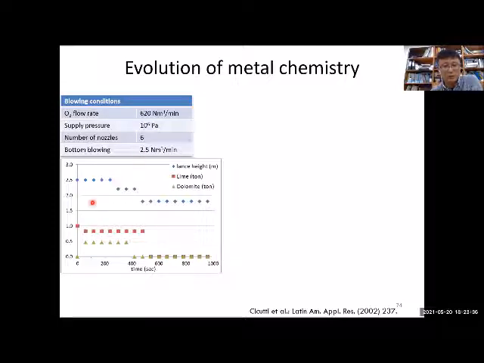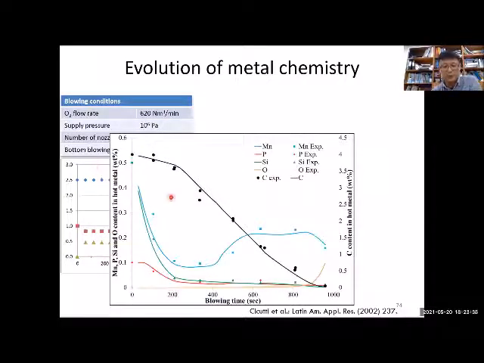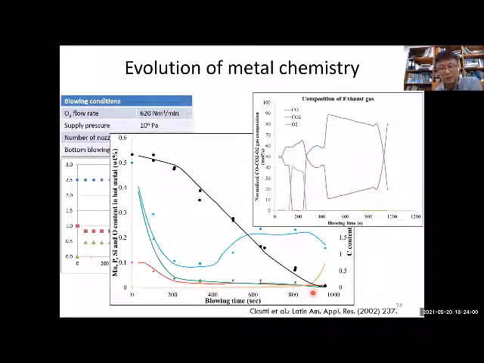So this is the operation condition, and over time they take samples of the composition like this. This is the change of the carbon content, the change of the manganese content, the change of the phosphorus content in red, the change of silicon content, etc. And all this data was very well reproduced by our simulation. And this is the outlet gas composition, also very consistent with their plant operation data.